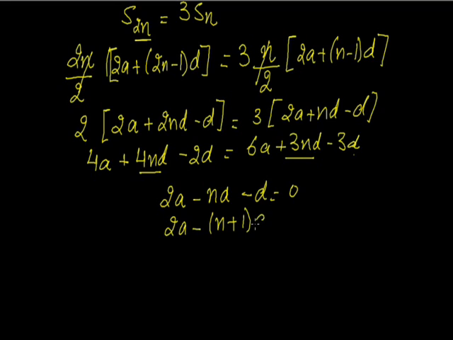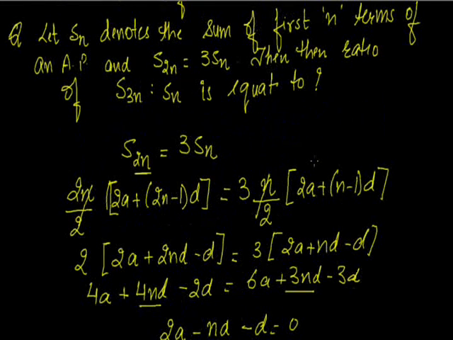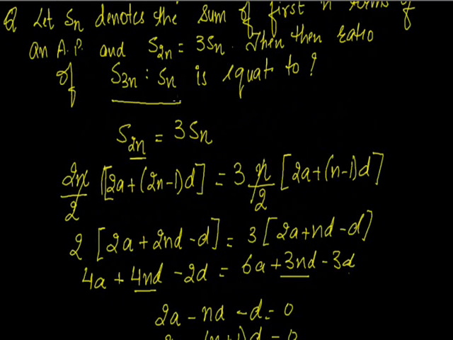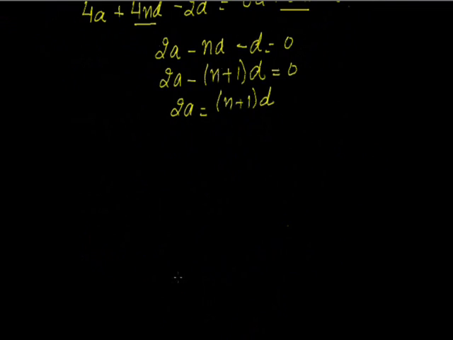I take the minus d common from these two terms and it becomes this. So this can be written as 2a is equal to n plus 1 into d. From here we get the value of 2a. But we have to find S3n divided by Sn. So we have to find the ratio of S3n upon Sn.